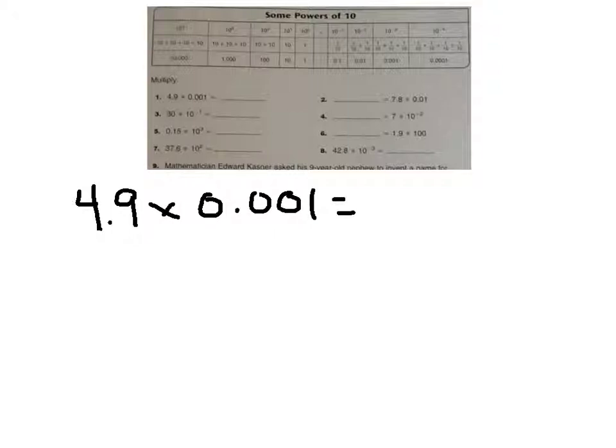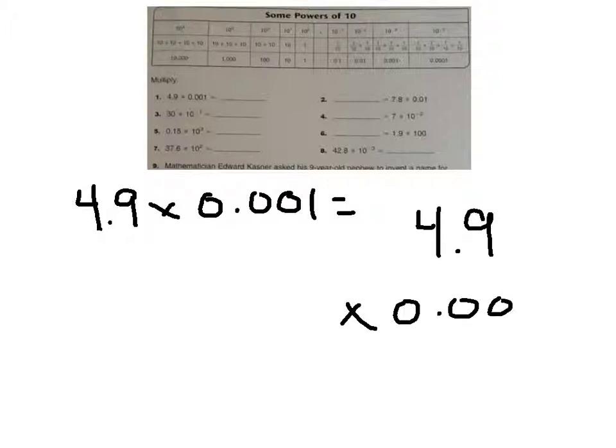So problem number 1 says 4 and 9/10 times 0 and 1/1000 equals. Well, you can always solve this problem by just doing a regular multiplication problem, the algorithm that you're used to. So it says 4 and 9/10 times 0 and 1/1000. 1 times 9 is 9, 1 times 4 is 4. You don't have to multiply through the zeros because 0 times anything is 0.